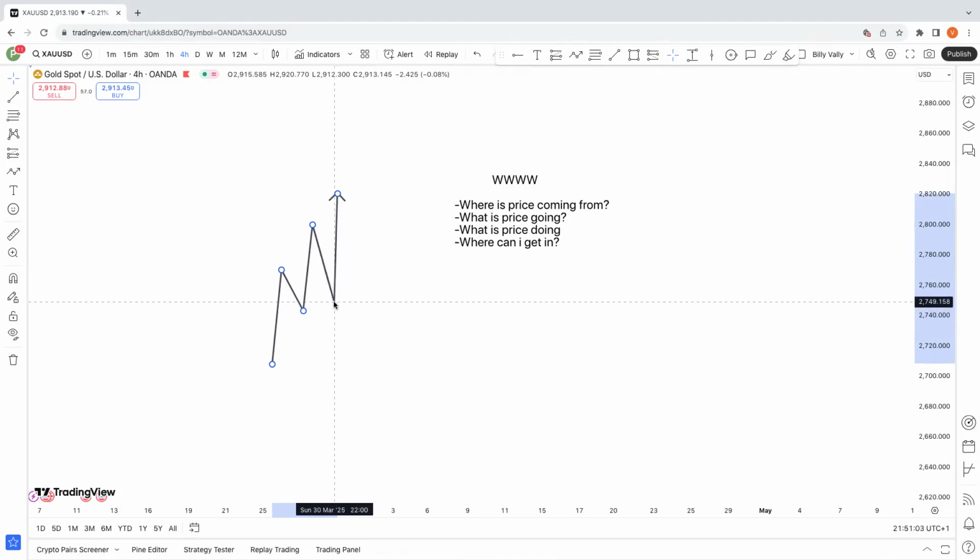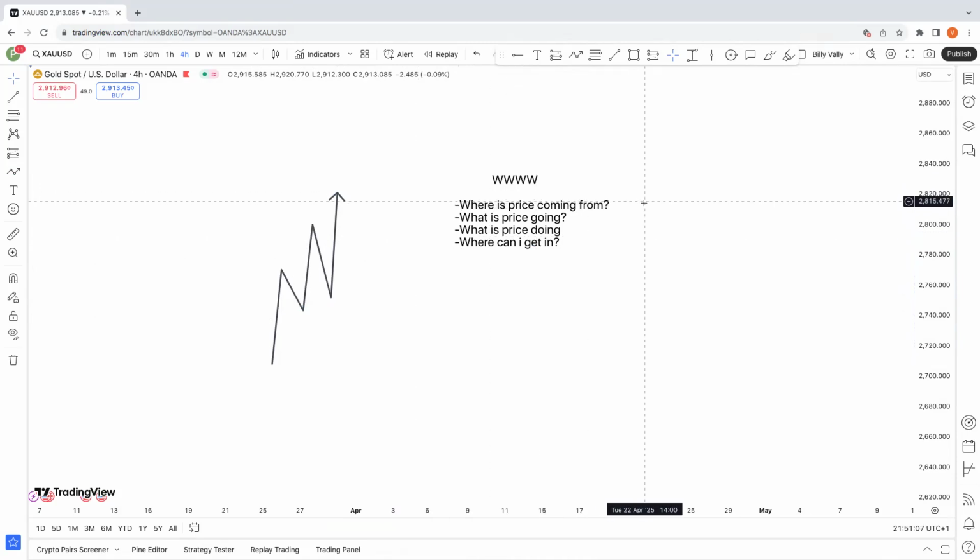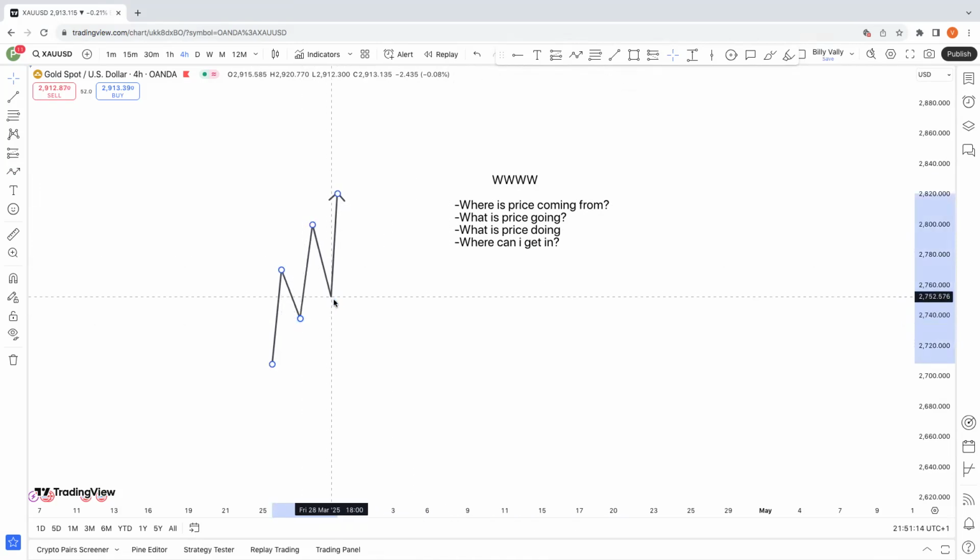Is price coming from a demand zone or a supply zone or whatever it is? You want to know where price is coming from, and also where price is going. Okay, since you figured out that price is coming from this demand zone, where is price going in this scenario?